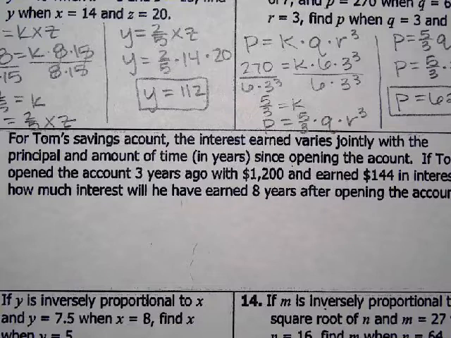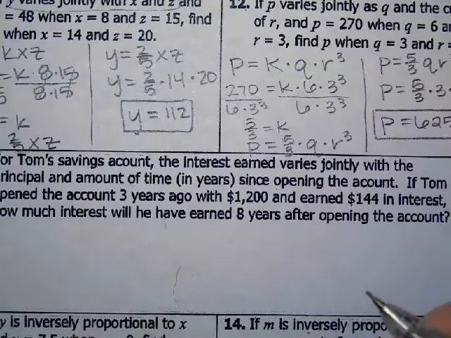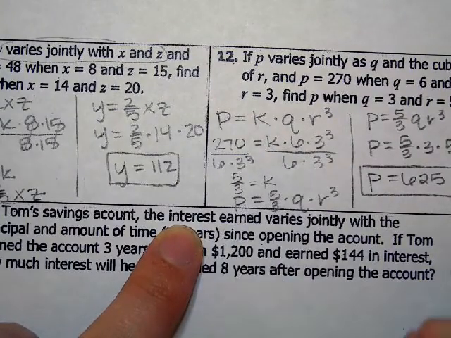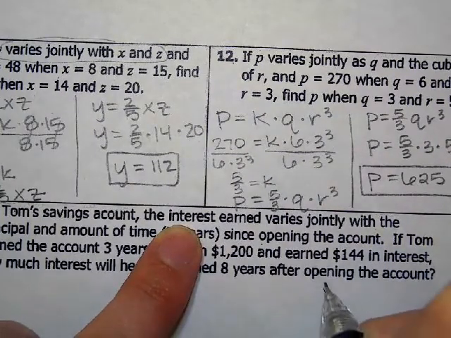So this problem is a story problem, and it's kind of tricky because there are variables in there, but they didn't tell us what letter to use. So in this case, it is up to you. Some students always like to use X and Y and Z, and some students like to use other letters. I like to use letters that represent the different things. So like here they say the interest earned varies jointly, so I'm going to use I. I is interest earned.